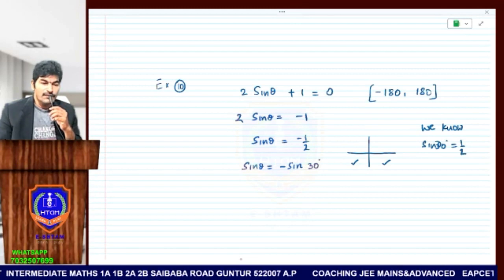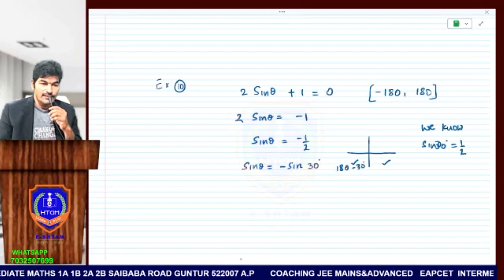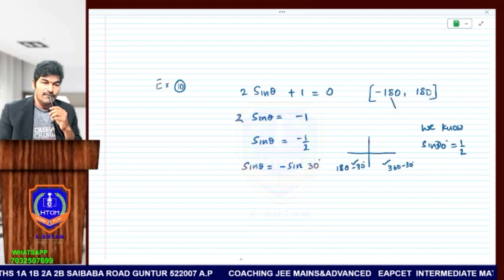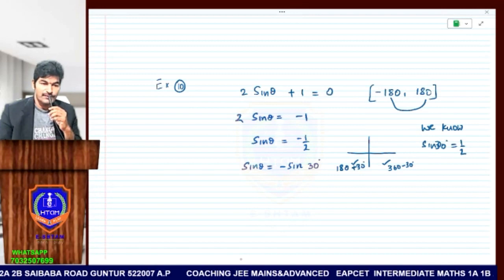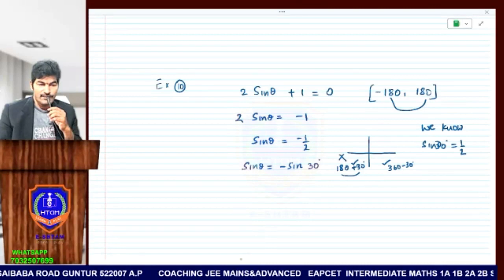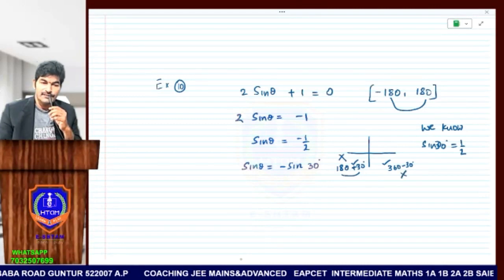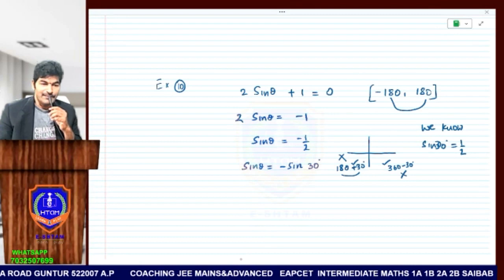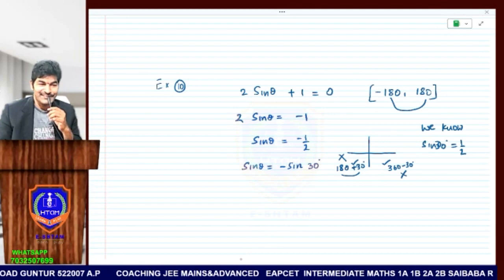But in the third quadrant and the fourth quadrant, you have to take the values as 180 plus 30 degrees and 360 minus 30 degrees. But the values vary from minus 180 to plus 180. The value 180 plus 30 degrees is not valid, and 360 minus 30 is beyond the limits. We cannot give these values as answers.